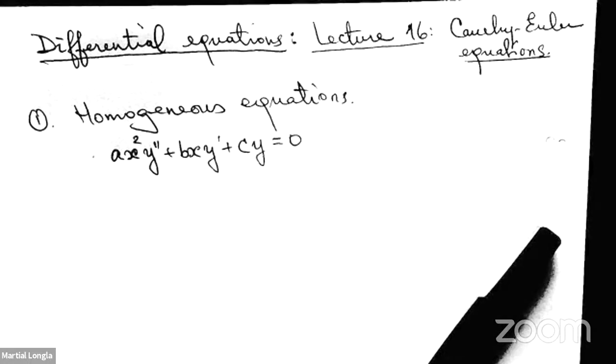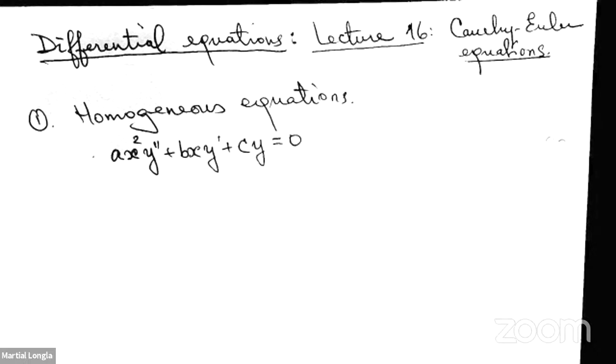Notice that the second derivative is multiplied by x squared. The first derivative is multiplied by x, and a, b, and c are constants. This is what we call the homogeneous Cauchy-Euler equation, the second order. You can have third, fourth, fifth order, and so on. How do we solve such an equation?